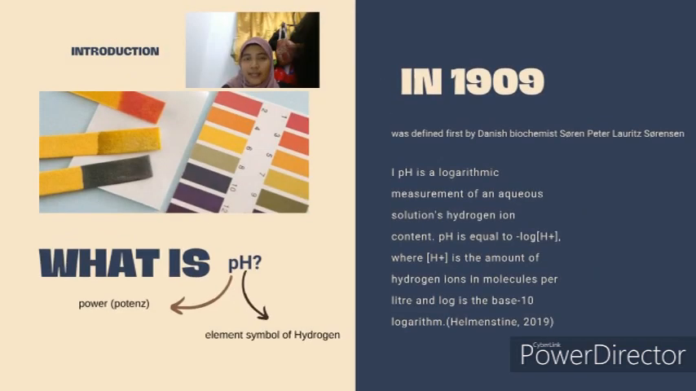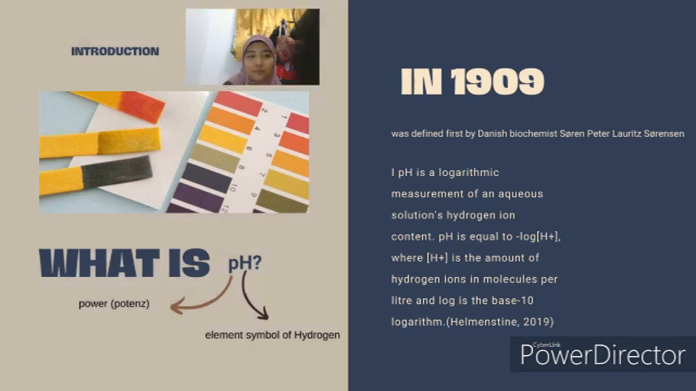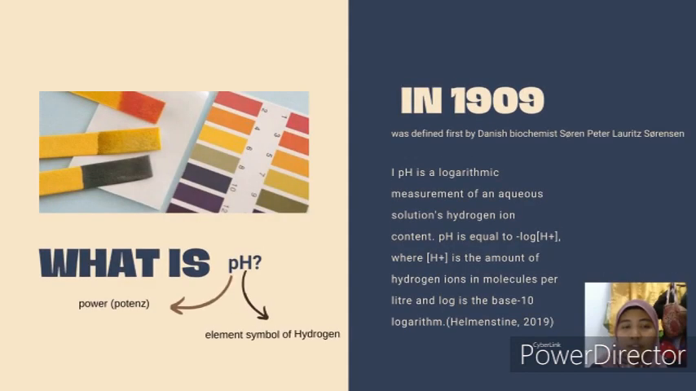In 1909, the Danish biochemist defined pH, where the P stands for the power in the German term, while the H stands for the hydrogen element in the periodic table. As for the definition, pH is a logarithmic measurement of an aqueous solution's hydrogen ion content. When we want to calculate the pH value, we need to know the concentration of hydrogen ion, and we need to use the base 10 logarithm to calculate the value.